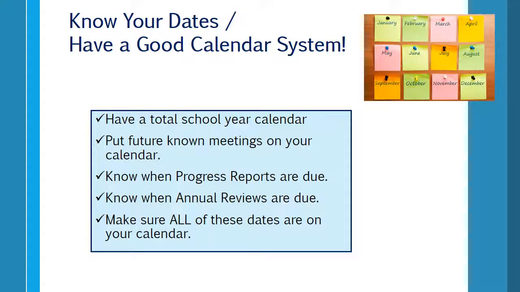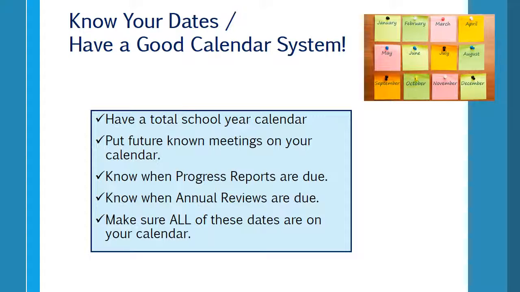So as we were talking, of course, we need a total school year calendar. And sometimes you can buy them for the school year. Sometimes you have to buy the two different years, 2015 and 2016, separately and put them together. But make sure you have a calendar for the whole year and that you put down future meetings as they come up or as you learn about them.